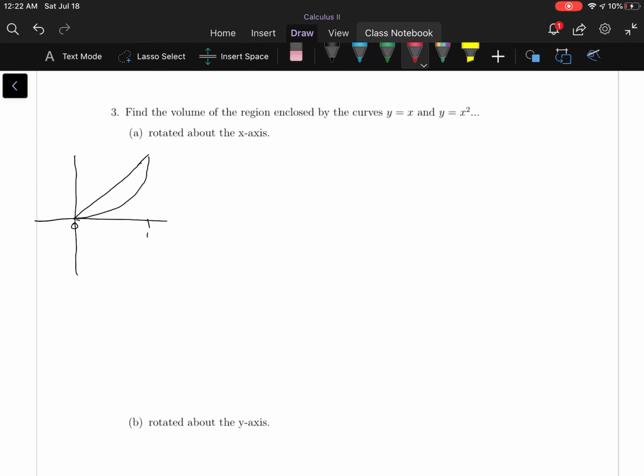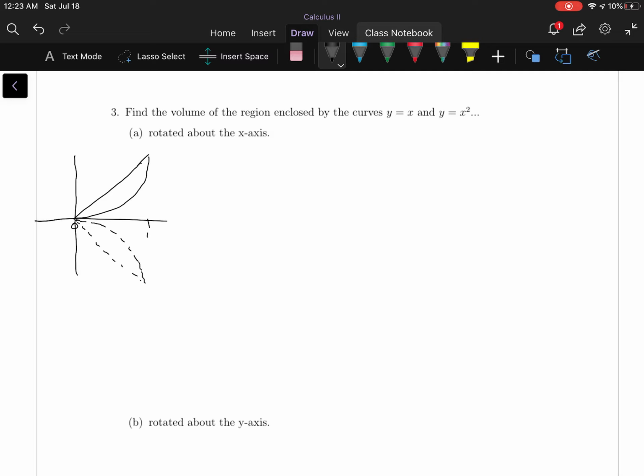Problem 3. So problem 3, I set up to have 2 parts. It's the same idea, but we're going to determine the volume of the shape depending on whether we rotate about x or rotate about y. So first we're going to tackle the x scenario. Over here, we have 2 curves, y equals x and y equals x squared. I've sketched them over here. And in the first scenario, we are going to rotate about the x-axis. So here is our y equals x, and our y equals x squared.